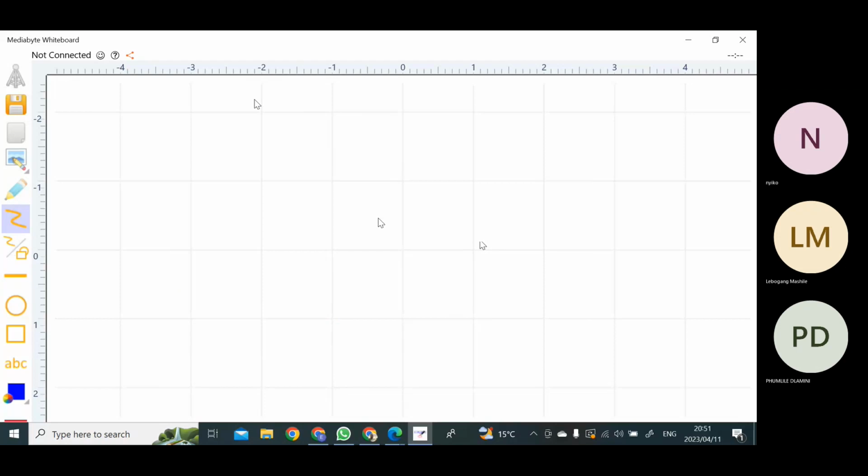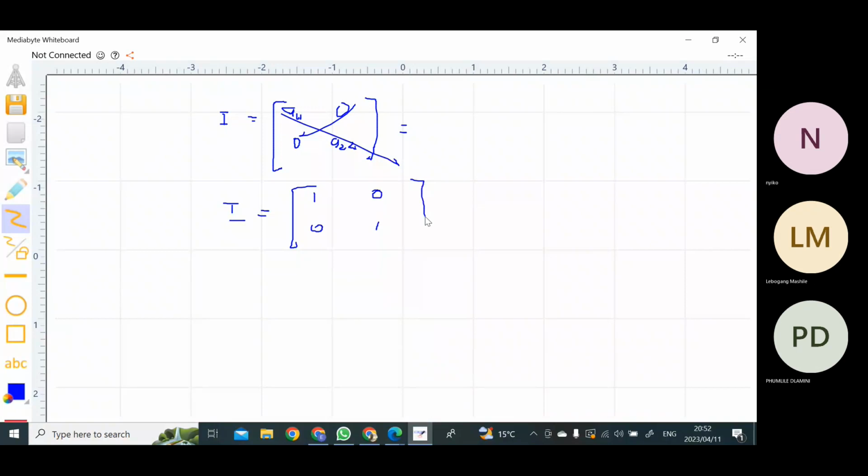There is something called the identity matrix. It's represented by I. If it's 2 by 2, it can start with a11, and it must have 0 here and 0 here, and then a21, a22. But in terms of numbers, the identity matrix is 1 0 0 1. This is what we call an identity matrix.